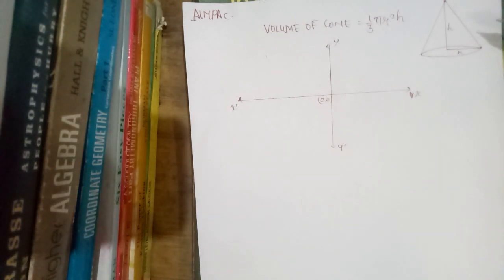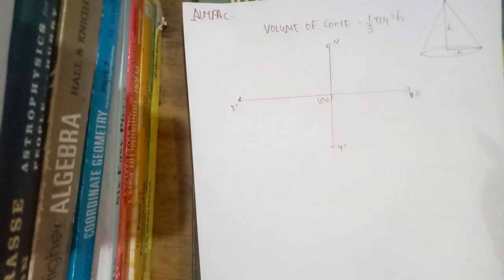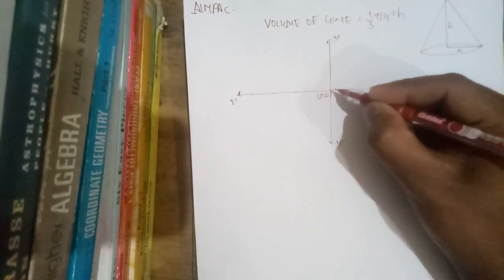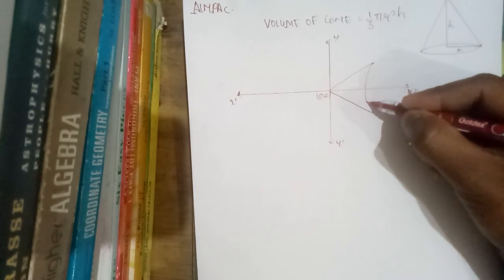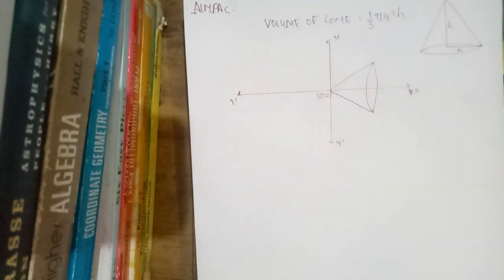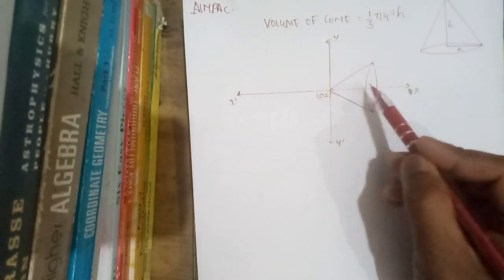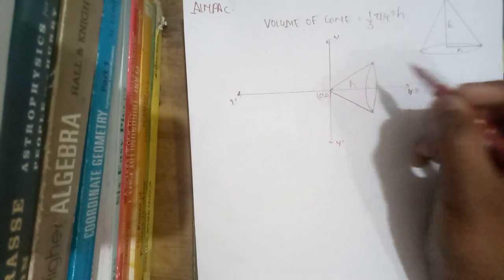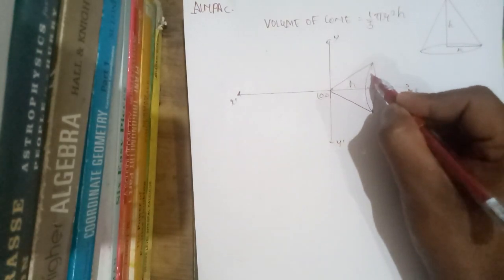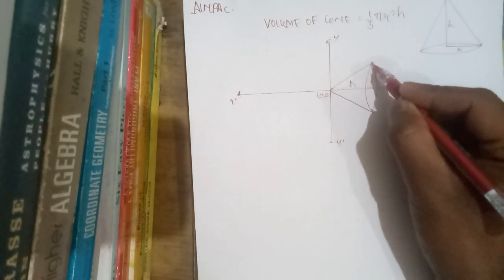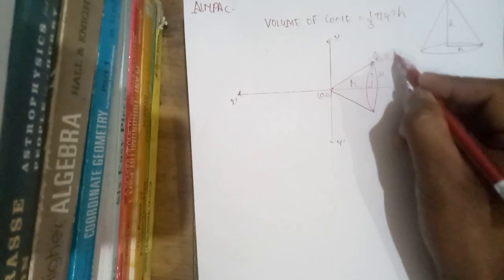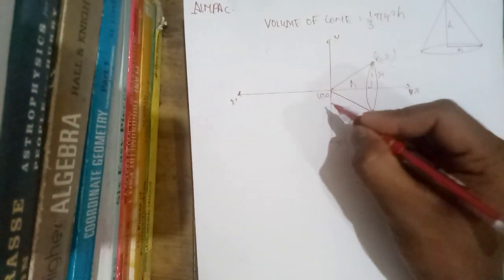So this is the cone. We are going to place this cone in a Cartesian system. So here we go. Here we placed the cone in our Cartesian system. The distance from here to here, let's consider it as h. It will be the height of the cone, and the distance from here will be r, the radius of the cone. So the coordinate of this point will be (h, r), and the coordinate of this point will be (0, 0).